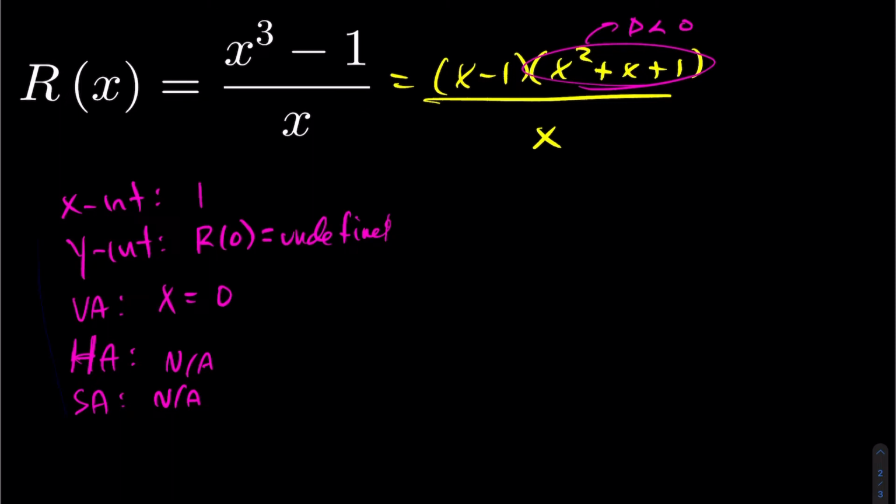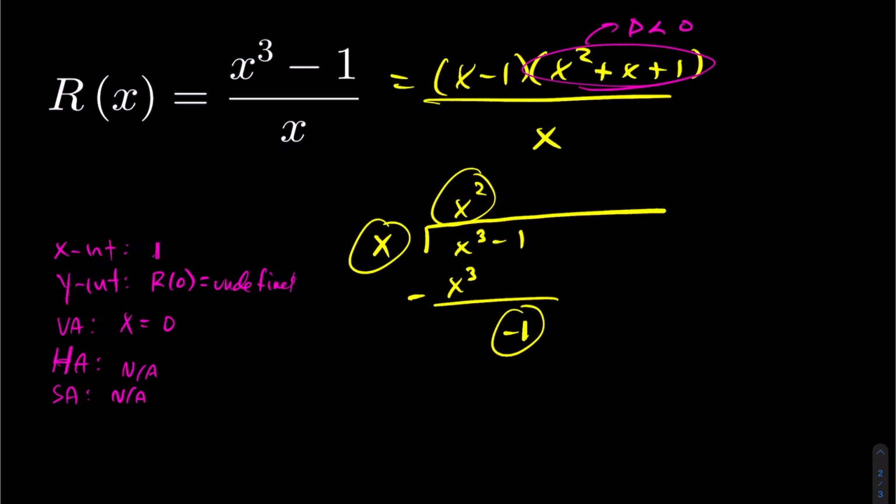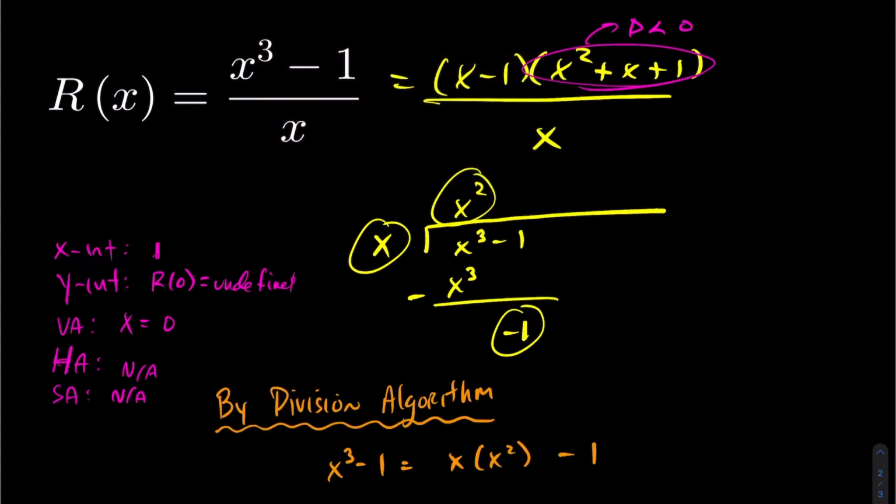So again, the process is discovered through long division. Going through long division here, you see it's quite quick. Our quotient is x squared, and our remainder is negative 1. Now, by the division algorithm, we have the following. Our polynomial x cubed minus 1 breaks up into the divisor times its quotient plus your remainder.